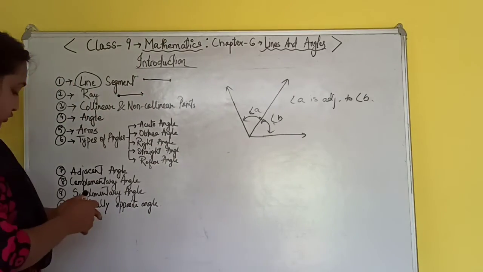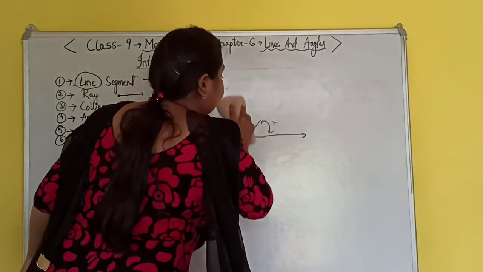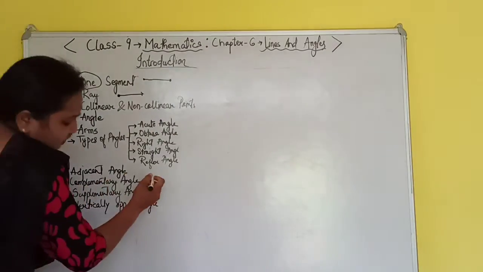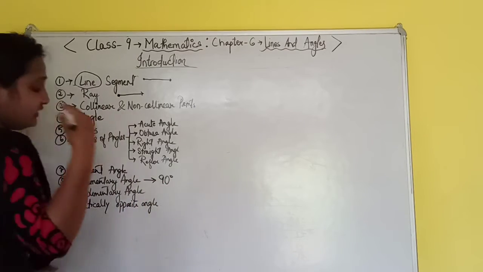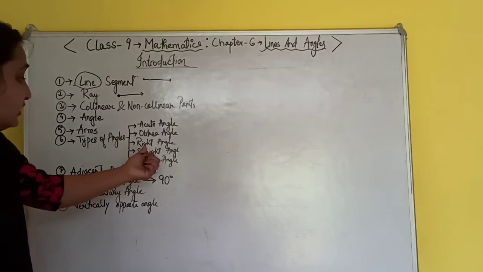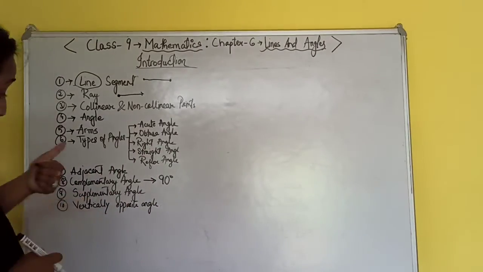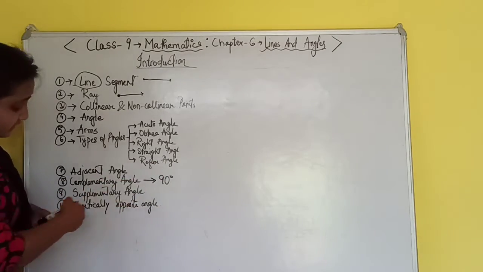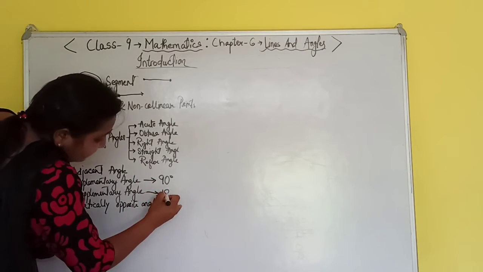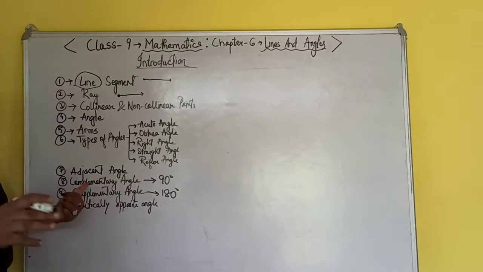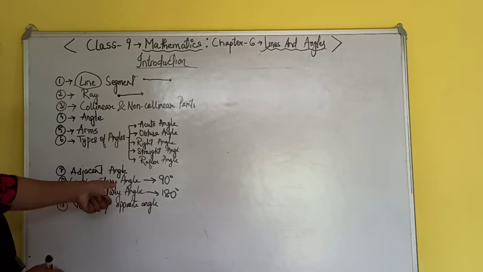So next is our complementary angle. Complementary angle, it is simply 90 degree angle is known as what? Complementary angle. 90 degree angle is known as complementary angle. Another name of 90 degree angle is complementary angle. Also it is known as right angle. So next is our supplementary angle. Supplementary angle also same. 180 degree are known as supplementary angle. Another name of supplementary angle is also straight angle. So this term only you have to keep in mind.